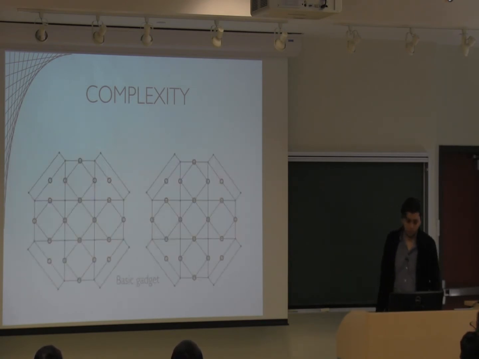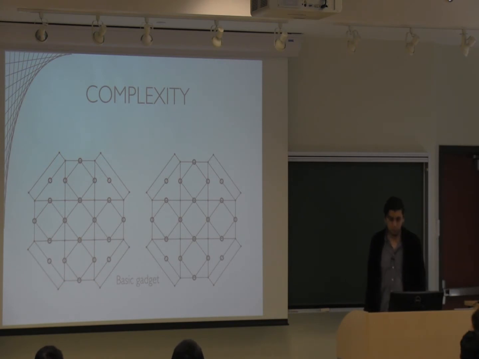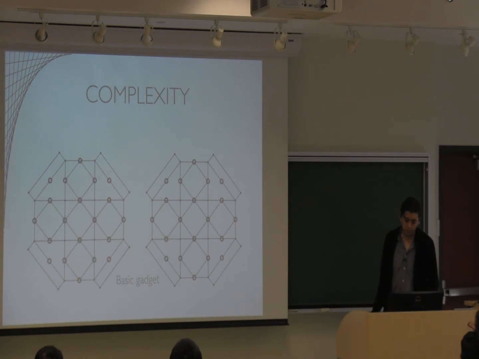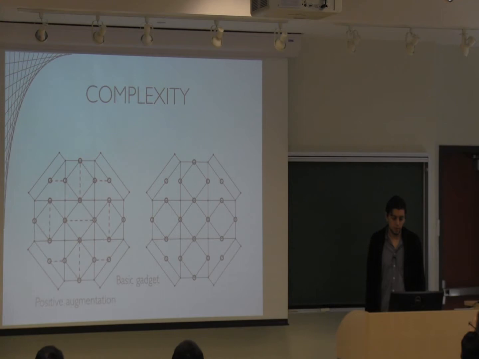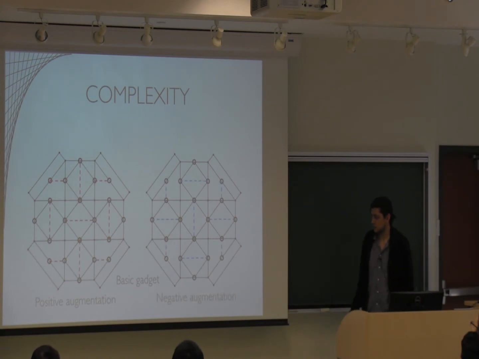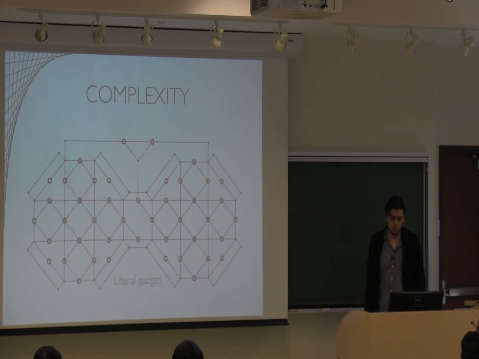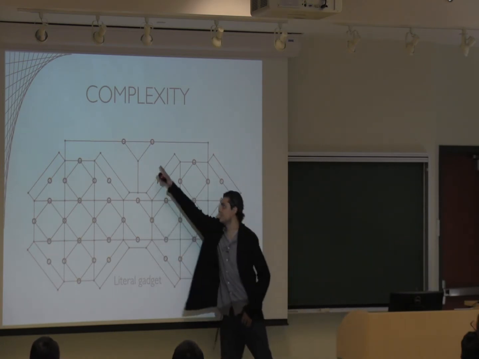To do this reduction, we built three gadgets. This is the basic gadget. The basic gadget has only two possible augmentations. We call these augmentations the positive augmentation and the negative augmentation. With this basic gadget, we built a literal gadget. We say that it forms a butterfly. If you use your imagination, this is the wings, the body, and the antennae.